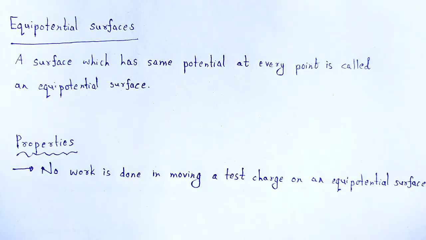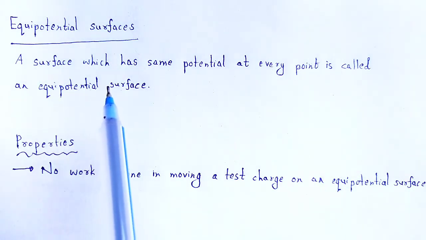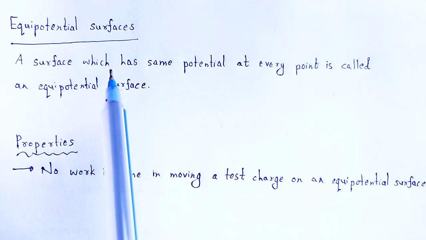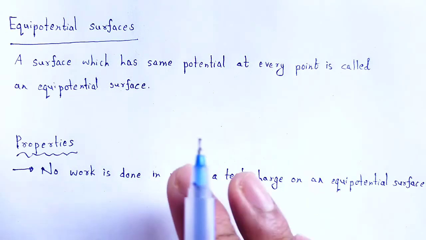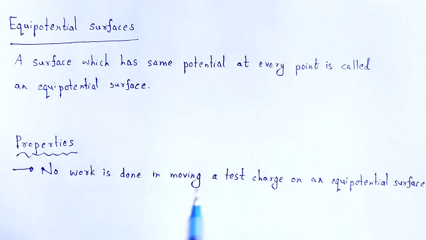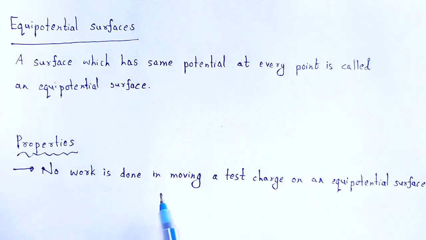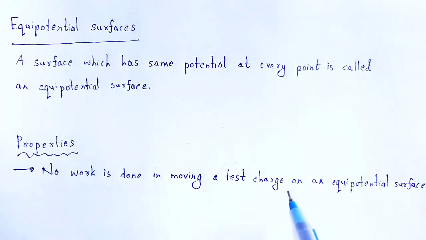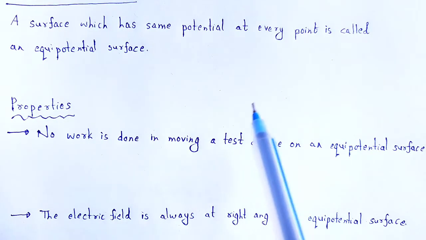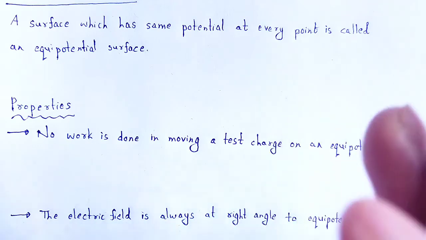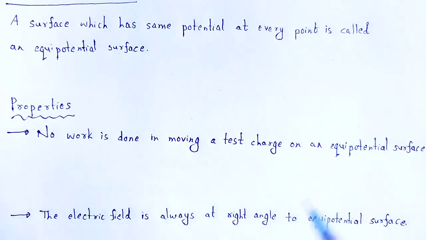Equipotential means the potential will be the same throughout the entire surface. A surface which has the same potential at every point is called an equipotential surface. Some properties of equipotential surfaces: no work is done in moving a test charge on an equipotential surface. If we move a test charge on an equipotential surface, there will be no work done.